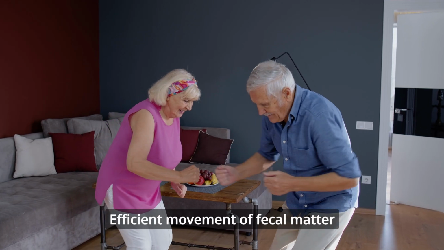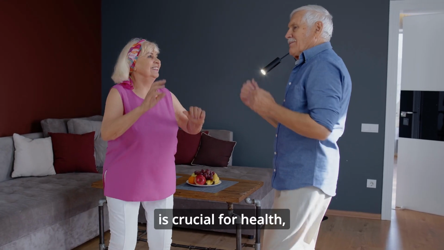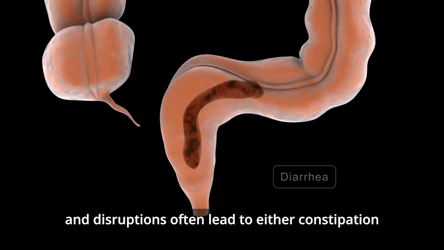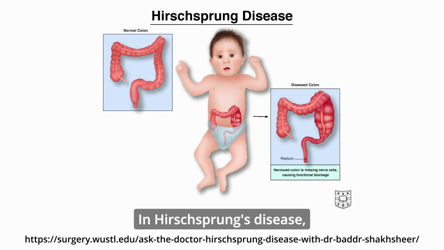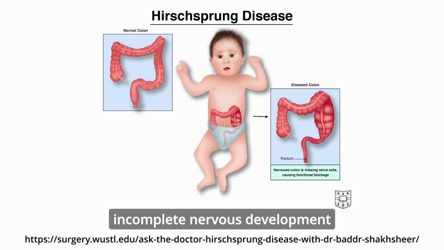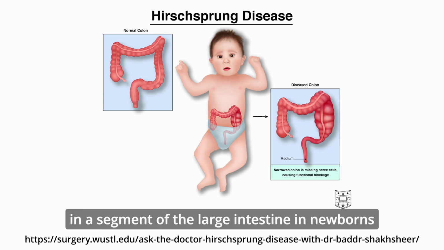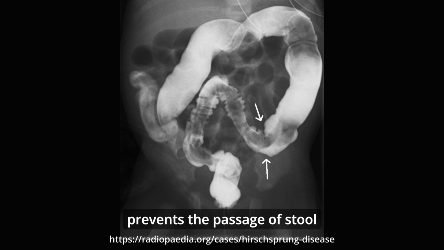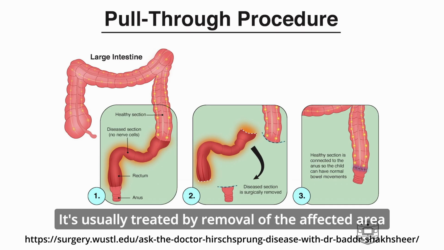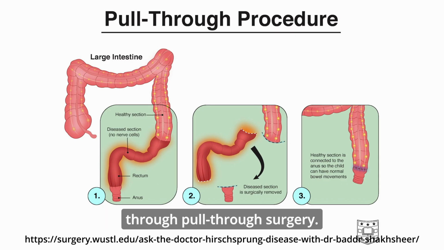Efficient movement of fecal matter through the large intestine is crucial for health, and disruptions often lead to either constipation or diarrhea. In Hirschsprung's disease, incomplete nervous development in a segment of the large intestine in newborns prevents the passage of stool and causes severe constipation. It's usually treated by removal of the affected area through pull-through surgery.